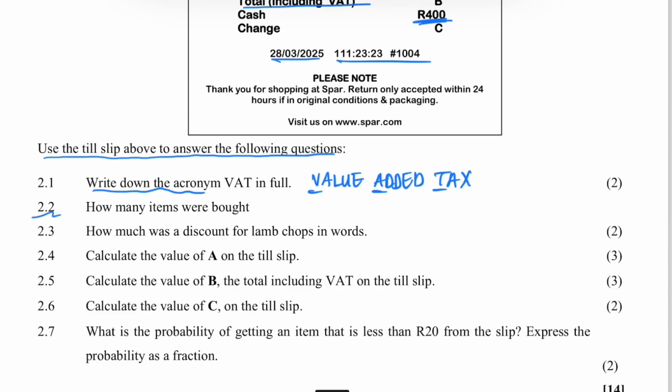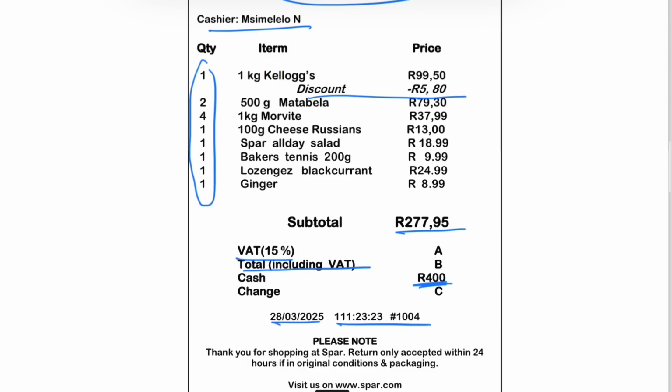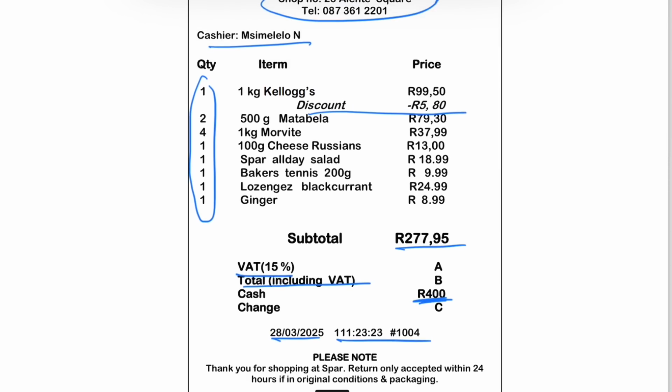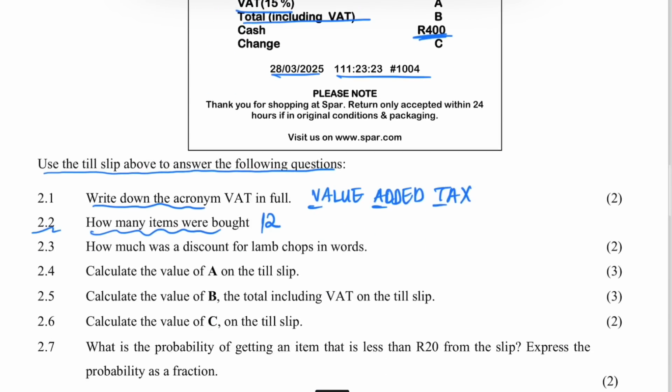Now it says in 2.2, how many items were bought. You calculate them, guys. The best thing is to go here in the quantity, which is the number of them. It's 1, 3, 7, 8, 9, 10, 11, 12. It's 12 items, guys. It's 12.